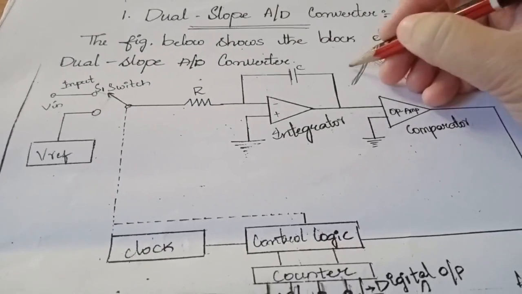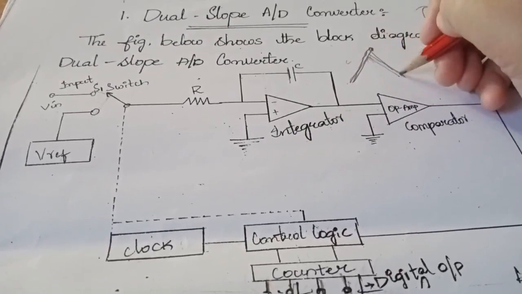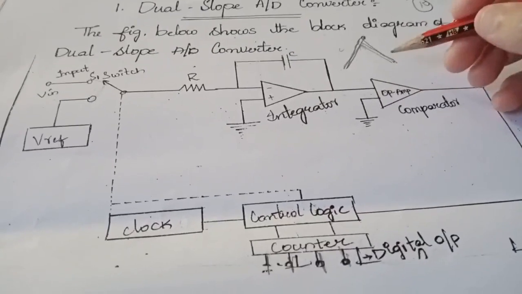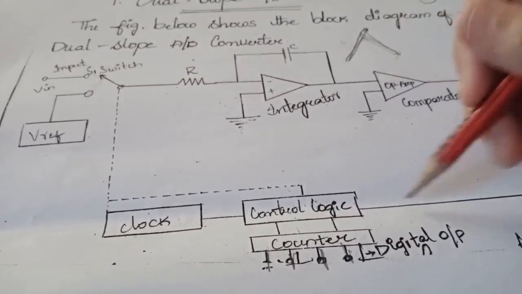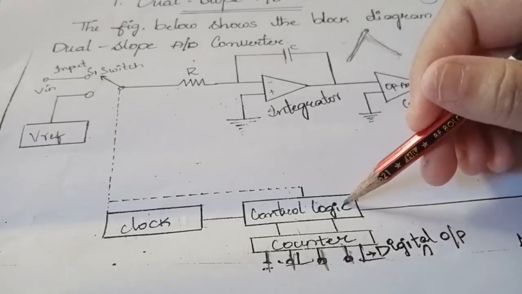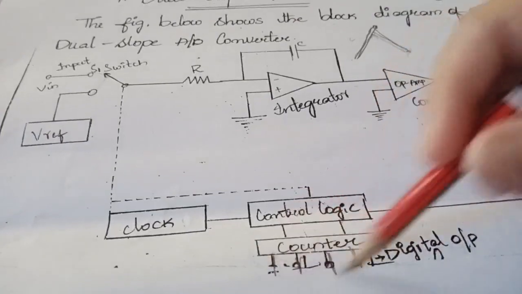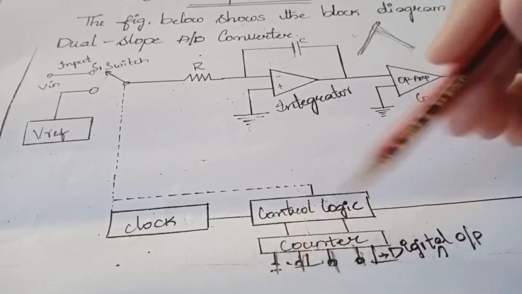Charge means C, discharge means D. It will discharge till the peak voltage, till the 0 point. As the capacitor is discharging, the comparator will signal the control logic. The control logic will do what? Now the counter will start counting.